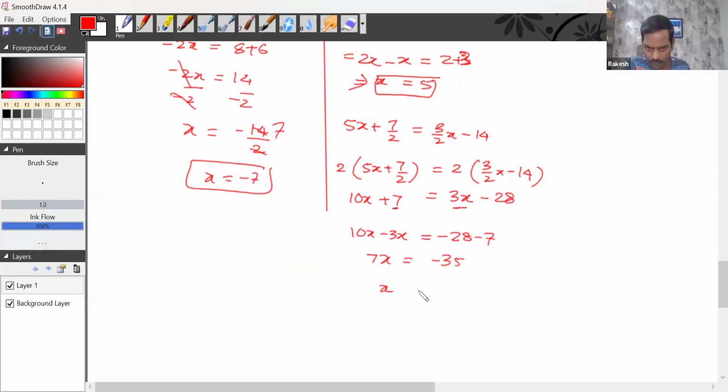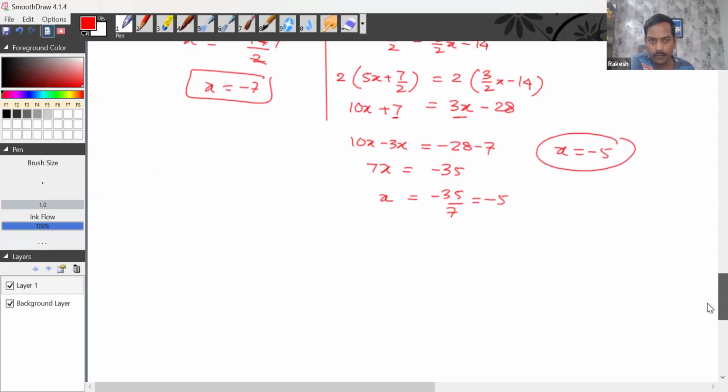So the value of x, how do I get? We can divide both sides by 7. So here the 7 will get vanished. And in the RHS, on simplification, I'll be getting minus 5. So the value of x is equal to minus 5 is the solution. Right? Okay, let's take one more example.